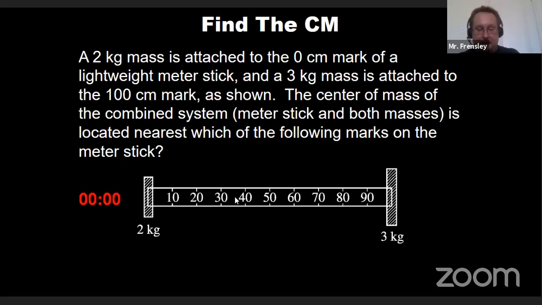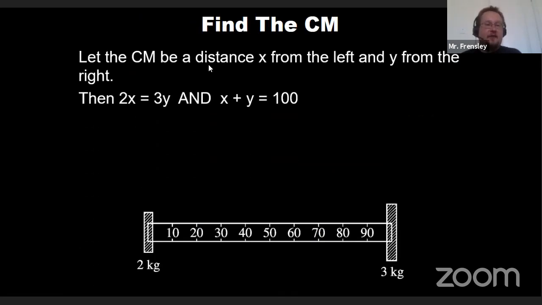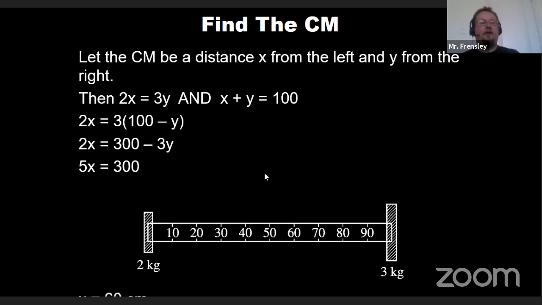2 times 60, m times x, equals 3 times 40, also m times x. Or you could do it the official mathy way. You could say the distance to the center mass from the left is x and y from the right. So wherever it is, 2 to the center mass is x, 3 to the center mass is y. So 2x equals 3y, mass times distance equals mass times distance. Also, the two lengths have to add up to 100. So then I just do a little bit of substitution. I distribute, I get my like terms together, and I divide by x. The distance from the left to the center mass is 60, right? So x is the distance from the left to the center mass. Y is the distance from the right to the center mass, which will also be 40, right? So that's where the center mass is located.